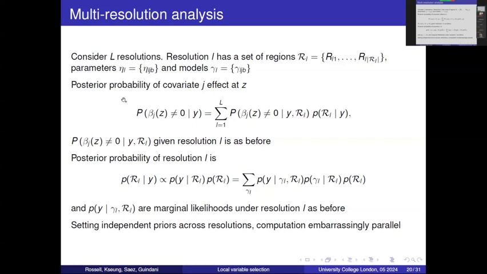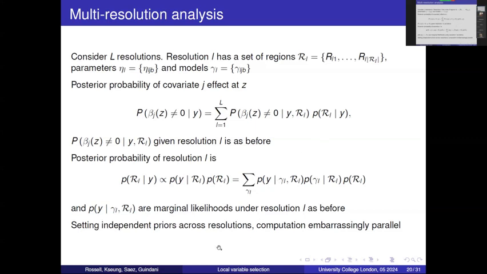I will briefly mention this then. So we have L resolutions in general. Each resolution has an associated set of regions, like the previous slide, associated parameters and models. Overall, across all possible resolutions, the probability that the covariate J has an effect Z is obtained just using the local probability as the weighted average of the posterior probabilities in each resolution times the posterior probability for that resolution. So this is a vanilla, standard Bayesian model. Totally standard stuff.